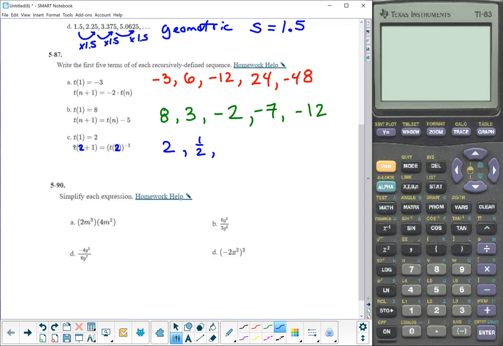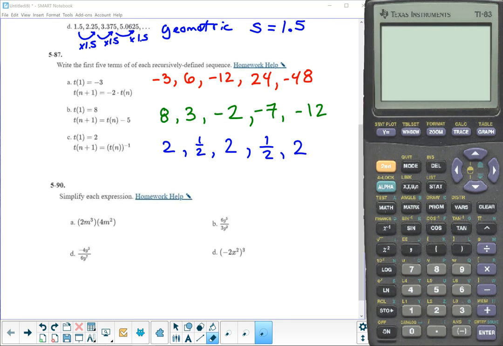Okay, so term 2 plus 1, that makes 3. So term 3 is going to be term 2, which is 1/2, and I flip it around. So term 2 is 1/2. I do the negative 1, which means that it flips it back around, which means it comes back to 2. So I'm like, okay, I think I got this. And the next one is going to be 1/2 again. And the next one's going to be 2. So it's going to keep flipping back and forth like that.